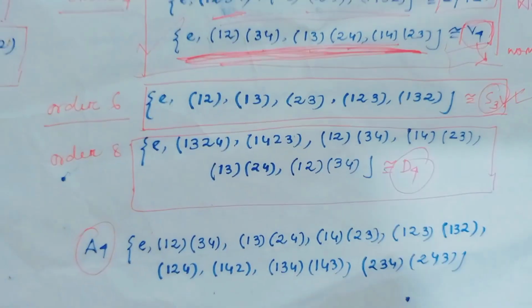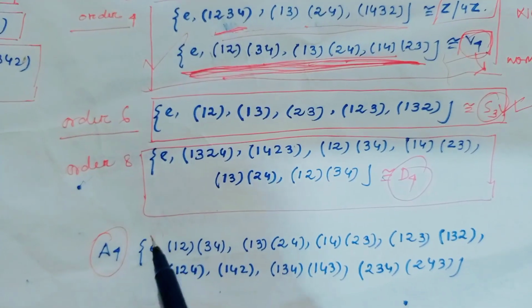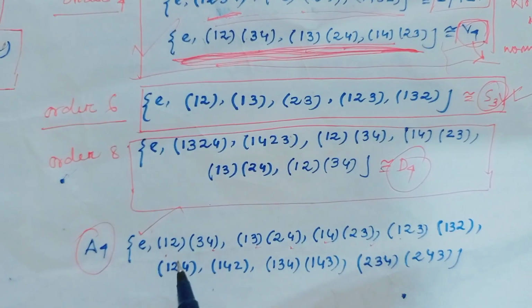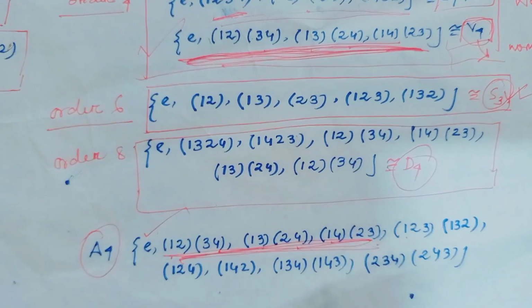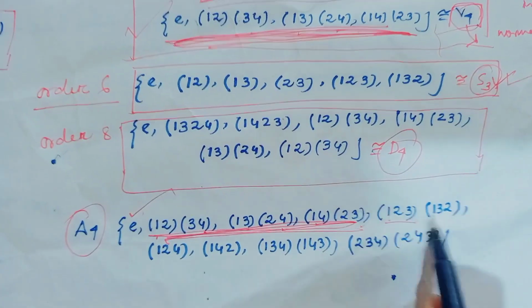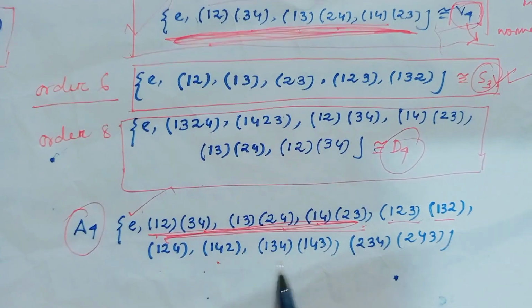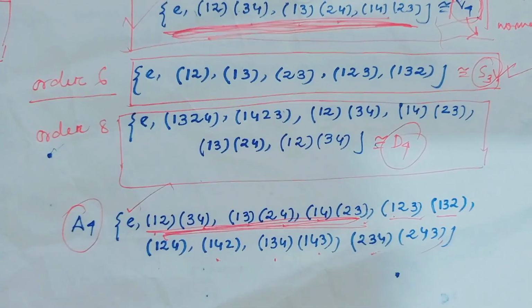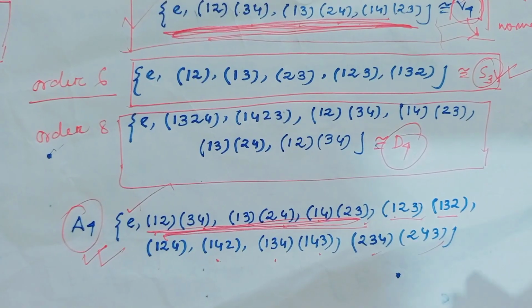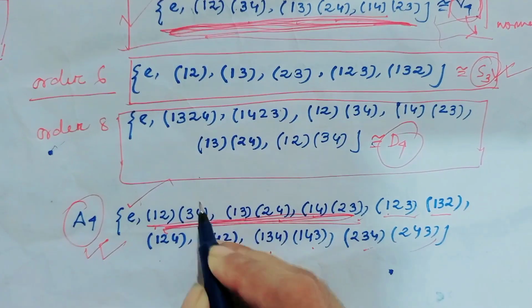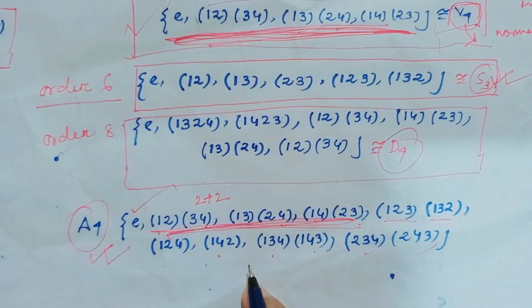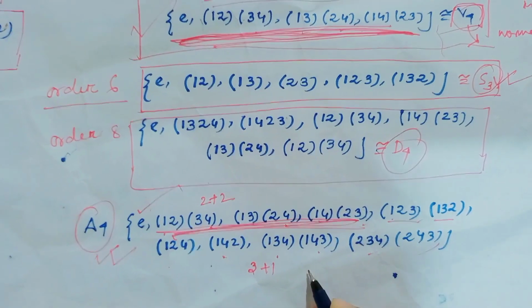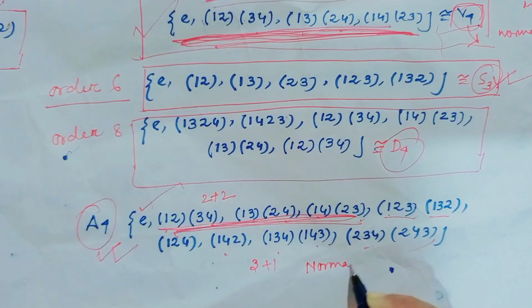A4 means even permutations, so this contains this type of cycle: identity, (1 2)(3 4), (1 3)(2 4), (1 4)(2 3), because these are all even permutations, (1 2 3), (1 3 2), (1 2 4), (1 4 2), (1 3 4), (1 4 3), (2 3 4), (2 4 3). And notice A4 contains all conjugacy classes of cycle type 2 plus 2 and cycle type 3 plus 1. So obviously in S4, A4 is a normal subgroup.